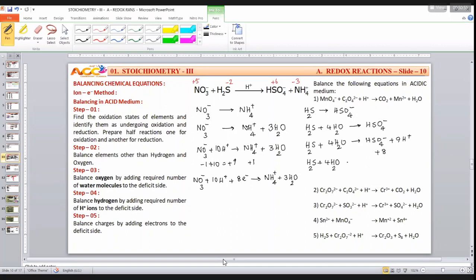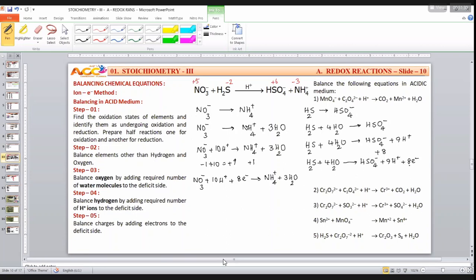Right, gives you HSO4 minus plus 9 H plus plus 8 electrons. Everything is balanced. But remember one thing, in the examination hall itself, you can say, yes, I'm going to get plus 4 marks if you are getting electron in one equation left-hand side and other equation right-hand side. But not necessarily same number of electrons. Luckily, in this example, you are getting 8 here, 8 here.